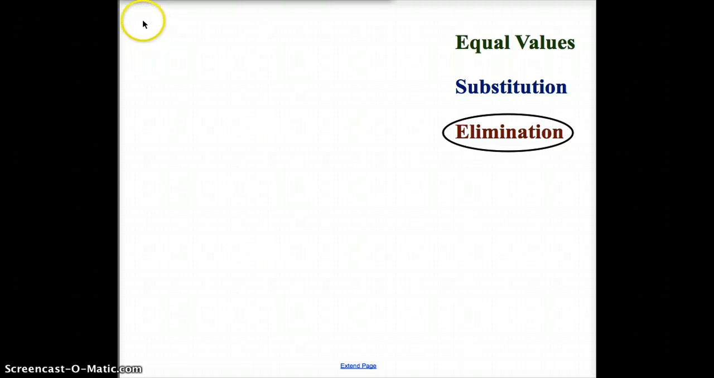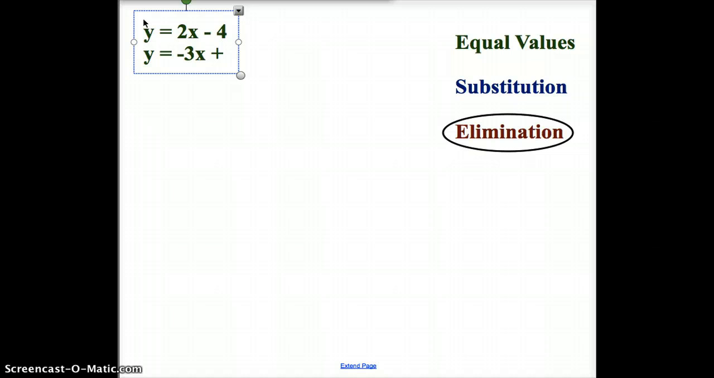All right, so let's take a look at an equation here. Y equals 2x minus 4 and y equals negative 3x plus 2. In this equation, which method would work best?